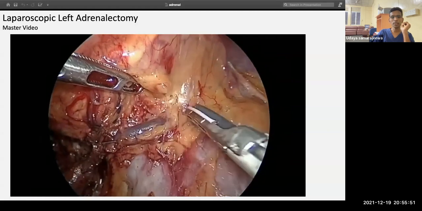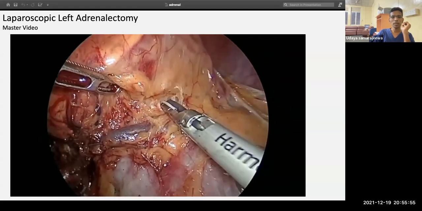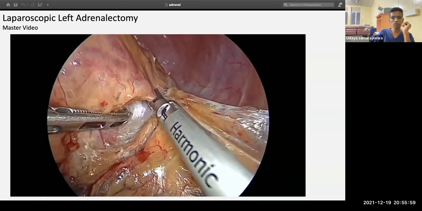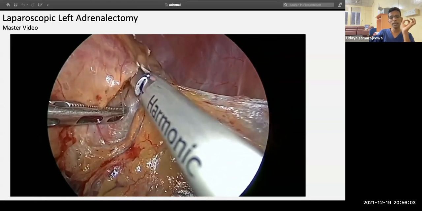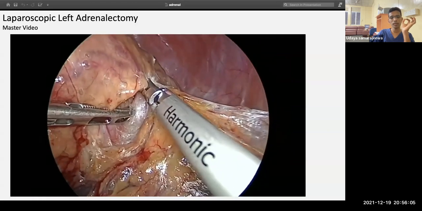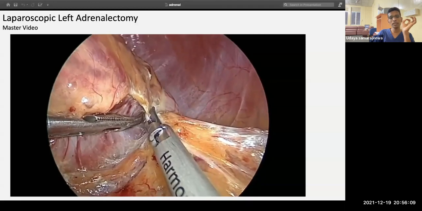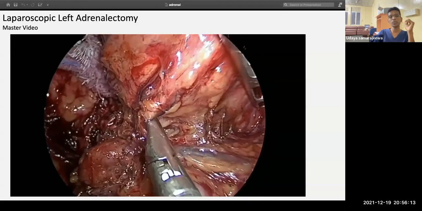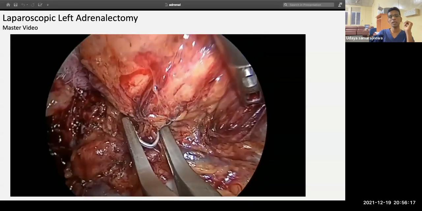So now still we are dissecting the medial aspect. And now we are going to actually do a little bit of the posterior. So stick to the tissue plane, really important. You can see traction and counter-traction, the principles of surgery, minimal in laparoscopy. You can see your left hand is pushing the lesion upwards and getting the traction and opening up the tissue planes.